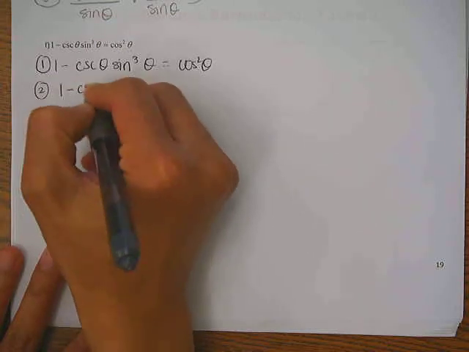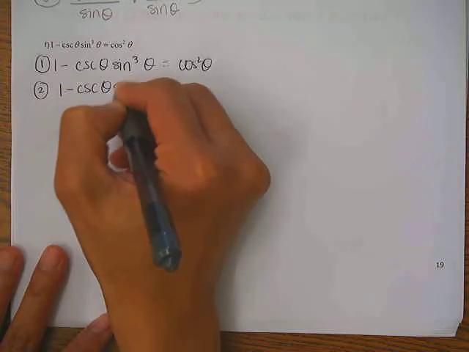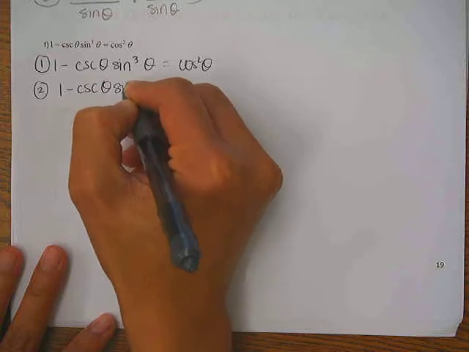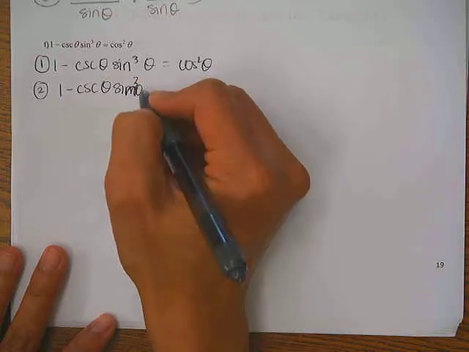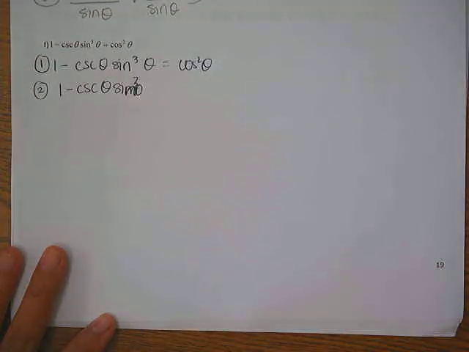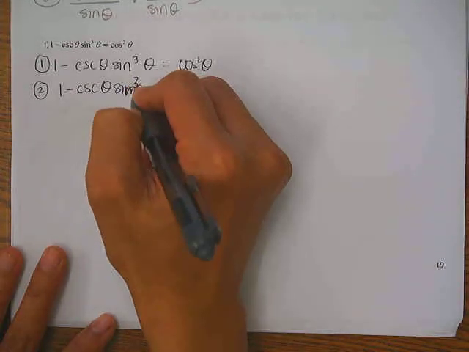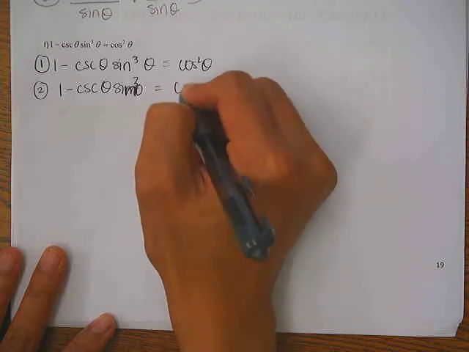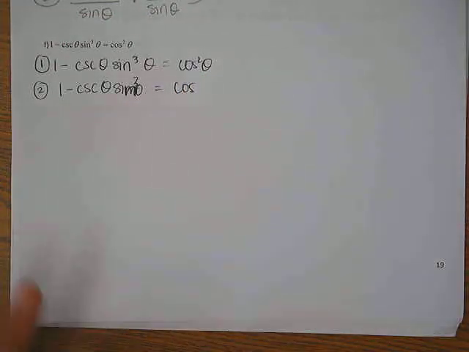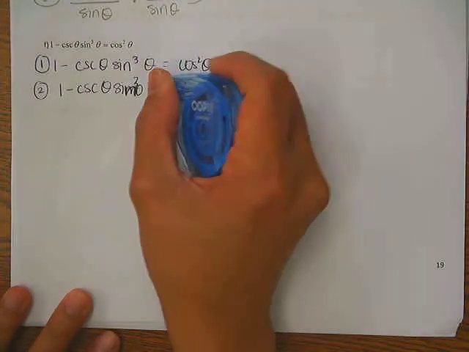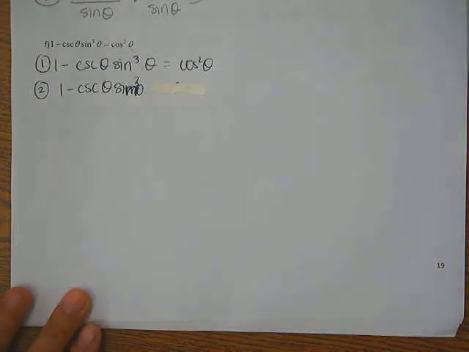1 minus cosecant of theta times sine to the third. Oops, sine to the third of theta. That looks so ugly. Look at that mess. Sorry. So it should be sine to the third of theta. Equals cos. Oh, I don't want both sides. And I use a pen, so that is awful. So, okay, I do not need to write both sides.